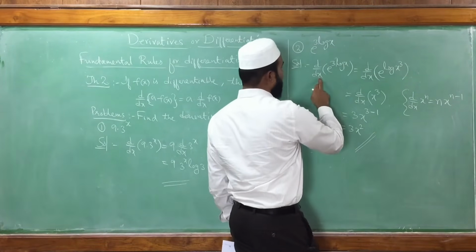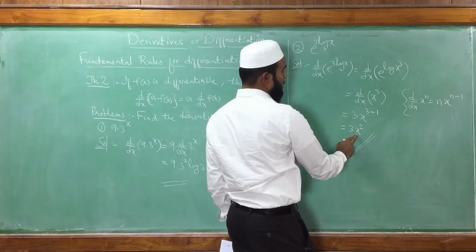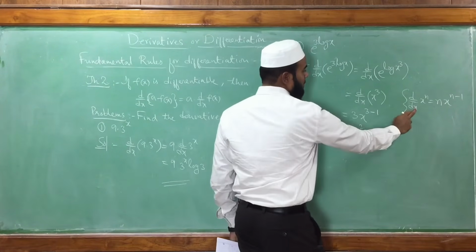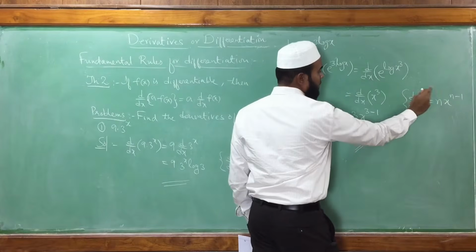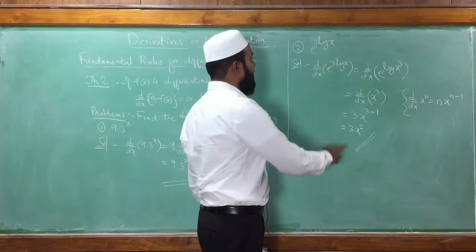Therefore, the derivative of e power 3 log x is given by 3 into x square. So which rule am I using here? Which formula am I using here? d by dx of x power n, which is nothing but n into x power n minus 1. I will explain once again what I am doing here.